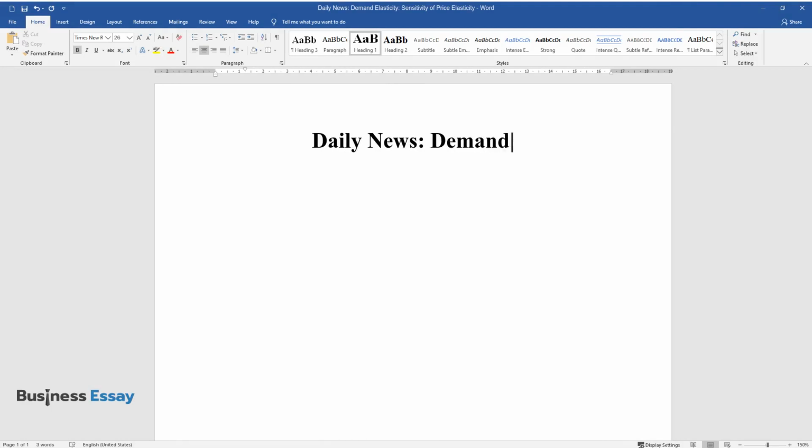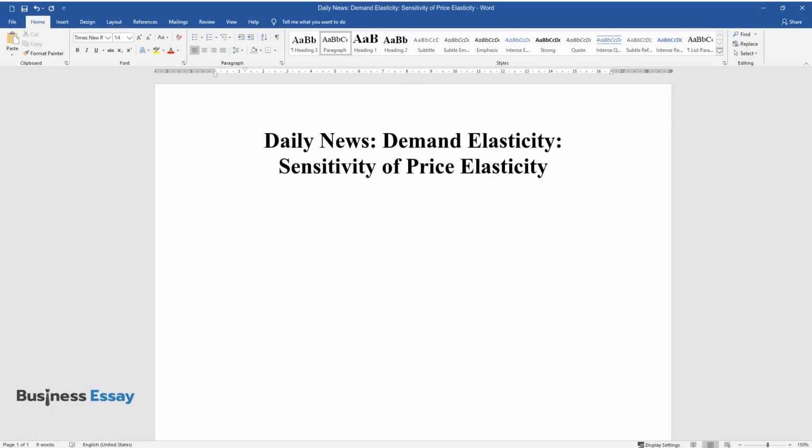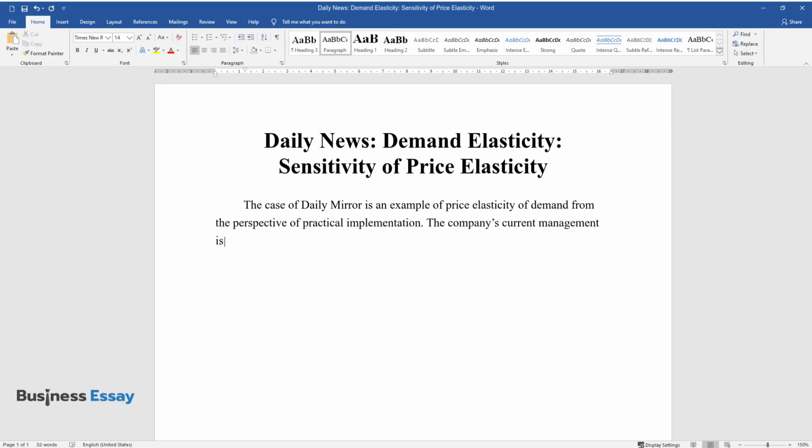Daily news, demand elasticity, sensitivity of price elasticity. The case of Daily Mirror is an example of price elasticity of demand from the perspective of practical implementation. The company's current management is increasing the price of tabloid newspapers. One needs to understand that the given industry or product is not as elastic as it might seem.